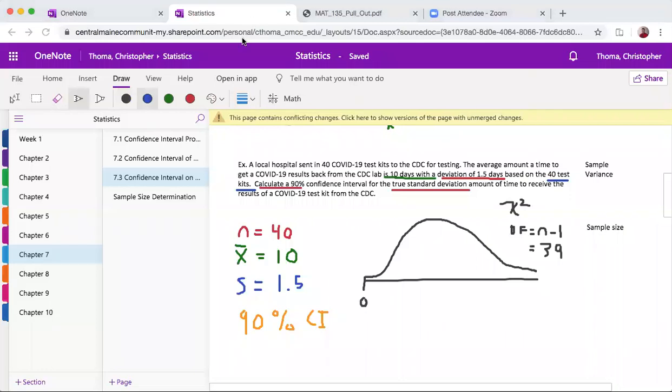You use the table. So when it's a proportion problem, you use a z. When it's a mean problem, you use the t. When it is a standard deviation problem, you use the chi-squared.